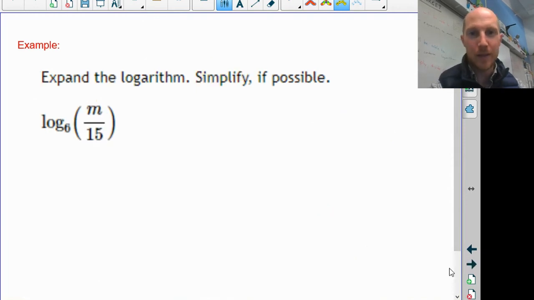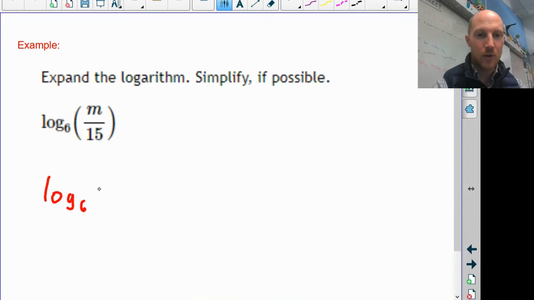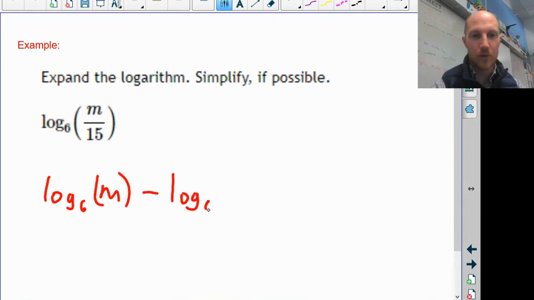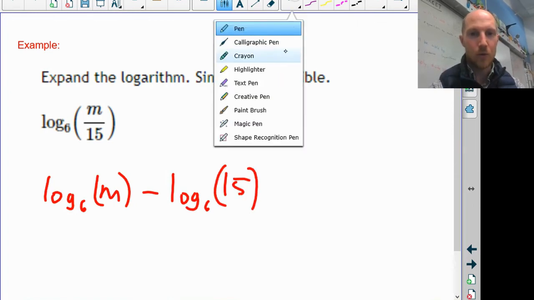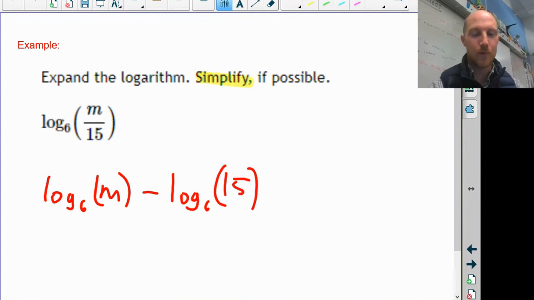All right, another expand. So this time we've got division inside the parentheses. To expand division, I am going to subtract 2 separate logs. And this one also asks us to simplify if possible. So the one with the m, we cannot simplify. I don't know what m is, but the one with the numbers, I might be able to simplify.